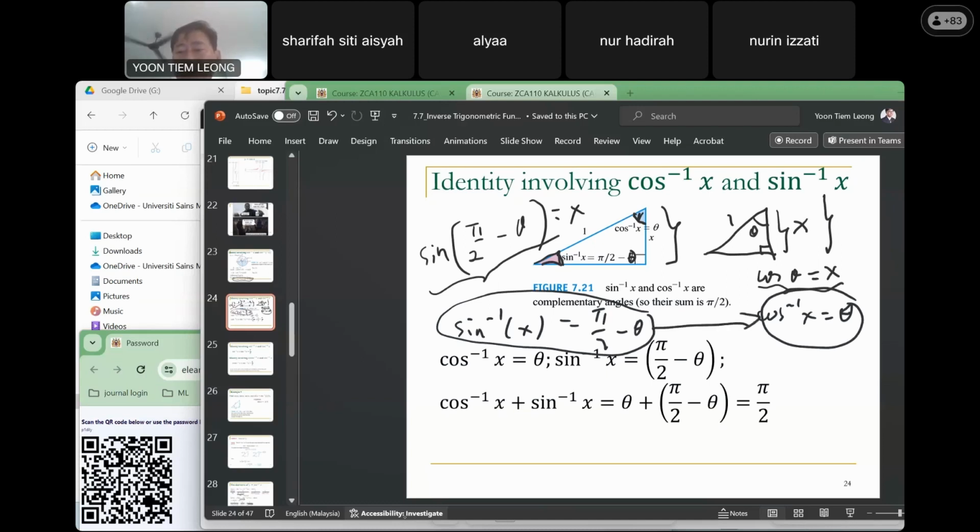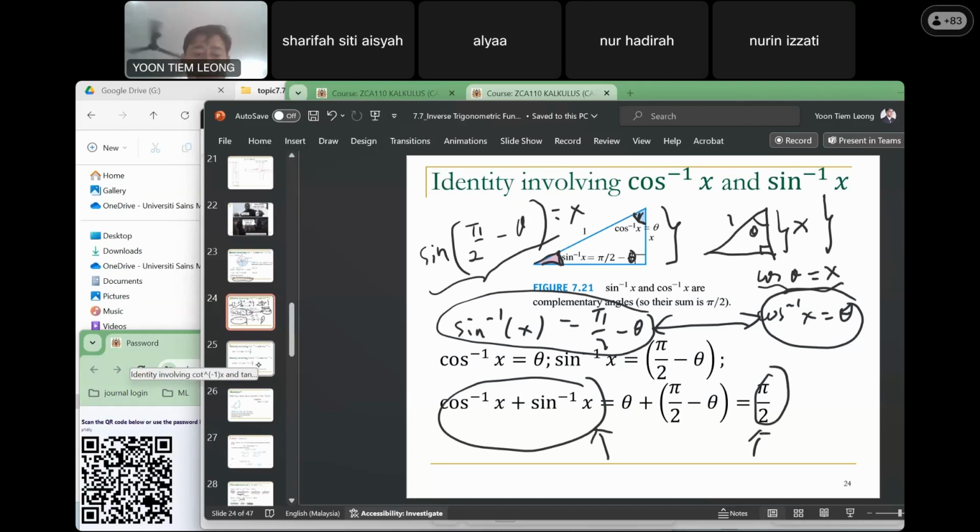You join them together, like what I did in the previous slide, then you will find very easily that the sum of arcsine and arccos is simply equal to 90 degrees. Therefore, you can prove this identity very easily, that arccos of x plus arcsine of x is just 90 degrees, by using this right triangle construction.